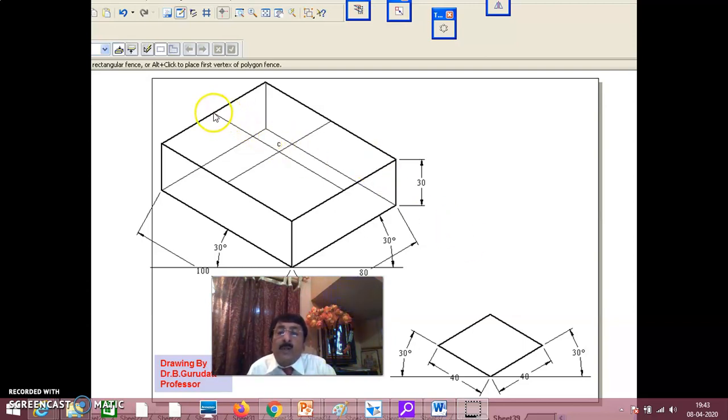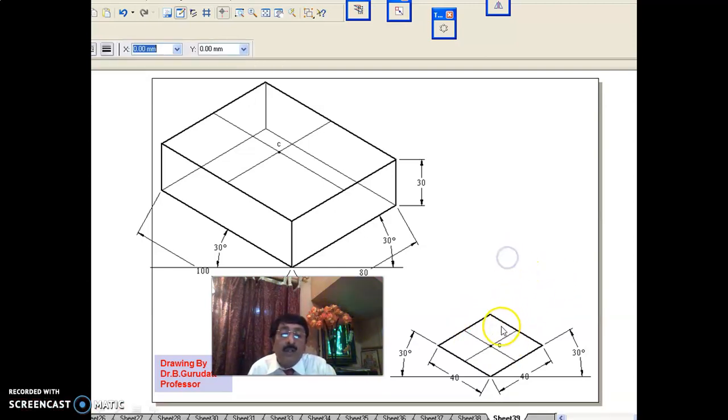First, from center to center, you draw a line on the top surface, to get C. Then you draw a 40 mm square. It is actual only. Don't worry about the isometric and all that. You draw a 40 mm square at 30 degree, 30 degree, in that way. This edge is parallel to this, this edge is parallel to this. Once you have done this, you get the center of this also, get the center of this also, move, don't copy, and place it here.